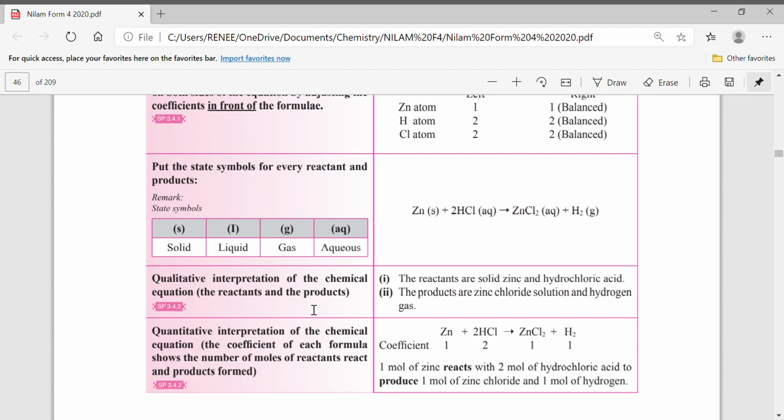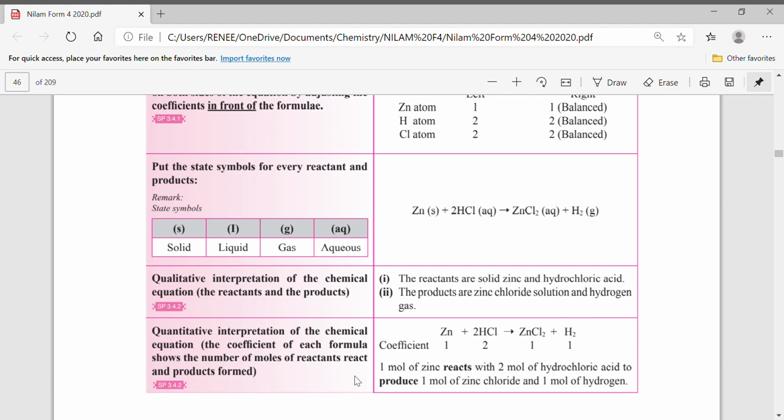To interpret the chemical equation, we can define them in qualitative and quantitative interpretation. In the qualitative interpretation, the reactants are solid zinc and hydrochloric acid, and the products are zinc chloride solution and hydrogen gas.